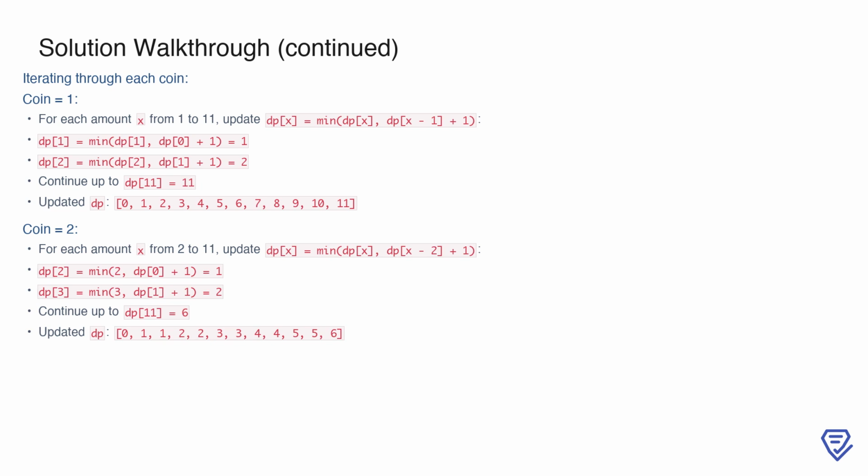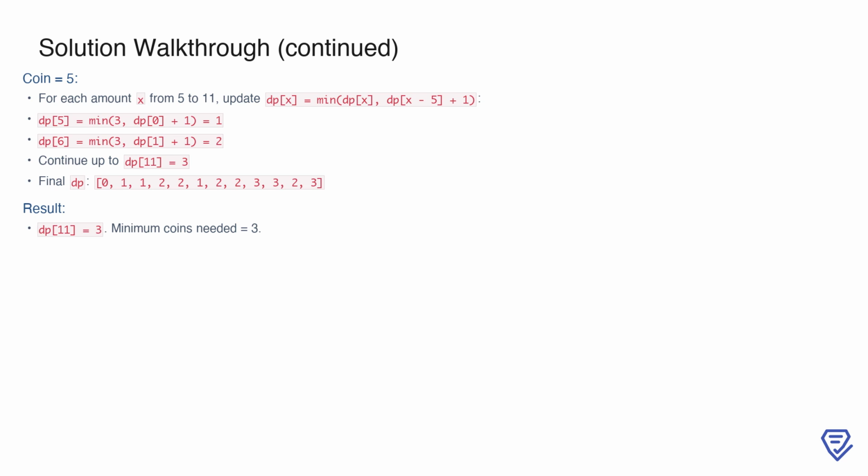Next, we process the coin with a value of 2. For each amount from 2 to 11, we again update dp[x]. For instance, dp[2] becomes 1 because it's more optimal to use one coin of 2 instead of two coins of 1. Similarly, dp[3] becomes 2, and this pattern continues, resulting in dp[11] being updated to 6. After processing coin 2, the dp array becomes 0, 1, 1, 2, 2, 3, 3, 4, 4, 5, 5, 6.